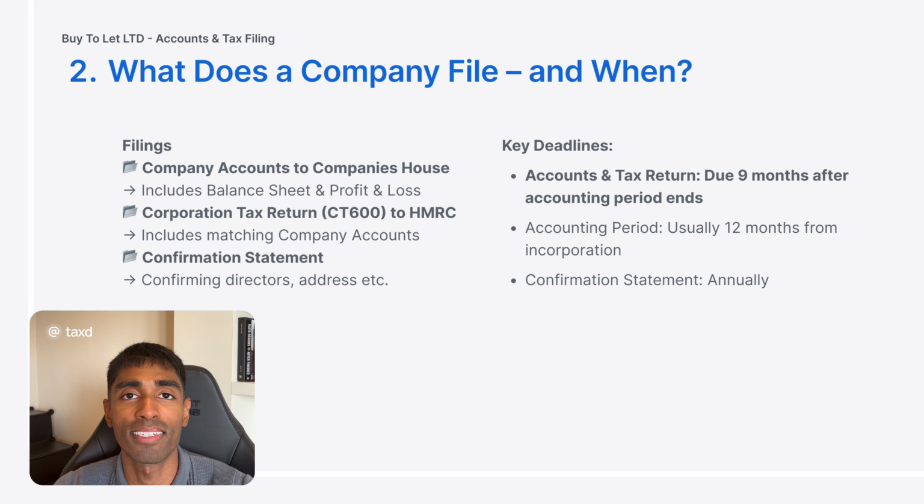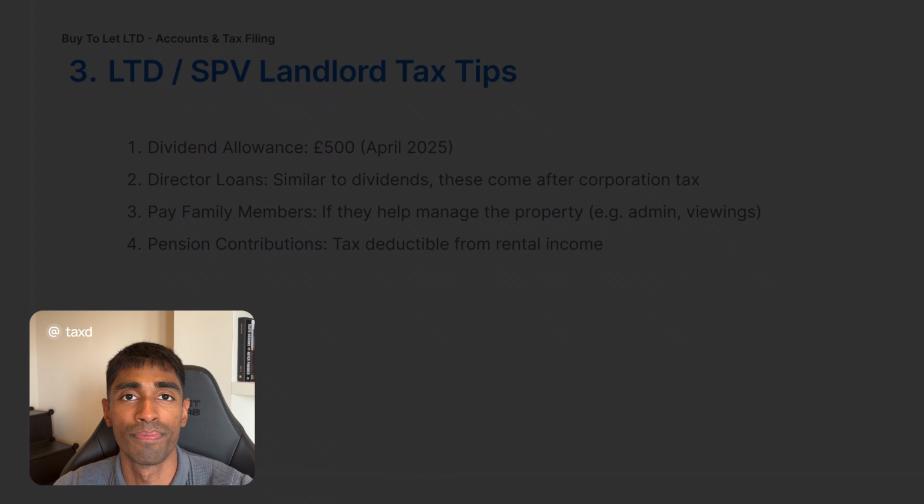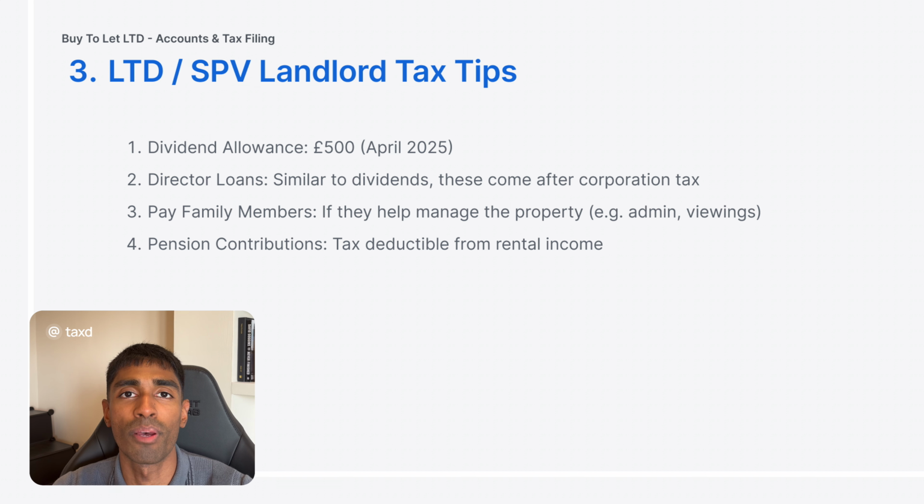And finally, a few tax tips for buy-to-let limited companies. Firstly, remember to use up your dividend allowance annually, and then you can use your director loan after that. Now, remember your director loan is always after corporation tax. Now, as a third point, remember that you can also pay your family members or partners, etc. for work that they might be doing in the business, for example, admin, some bookkeeping, etc.